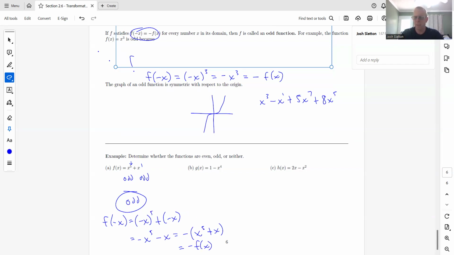But again, you don't have to prove it. That will be useful in calculus when you're doing more complex functions. But for now, I think we're only doing polynomials. And so you really just have to look at the exponents.